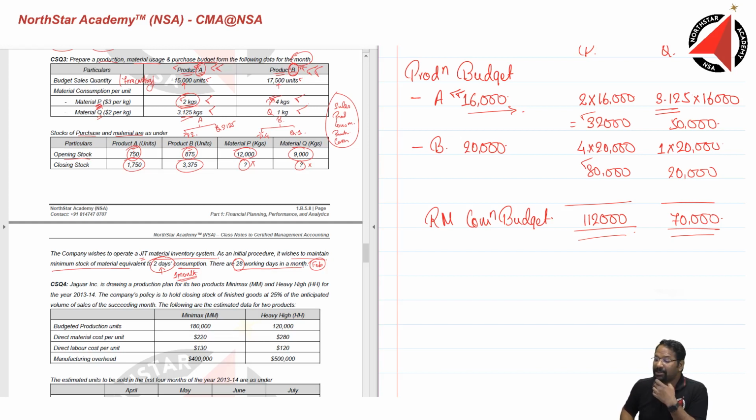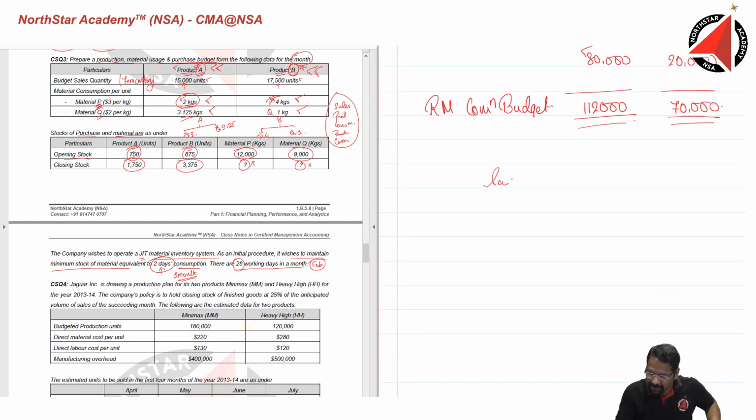Now, consumption budget does not need opening and closing stock. Does not need opening and closing stock. Alright. Sir, I forgot. Oh, sorry. No problem. Remember sales budget, production budget, then consumption budget, then purchase budget, then cash budget.